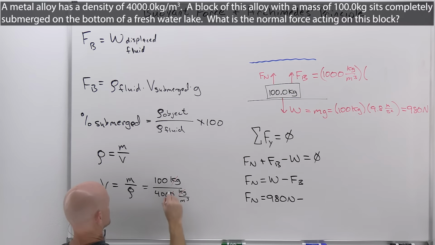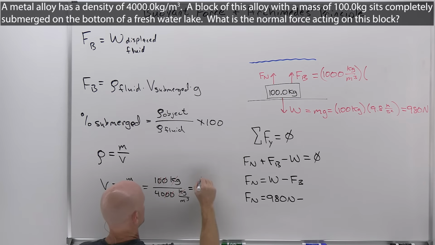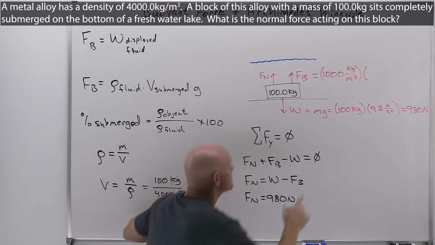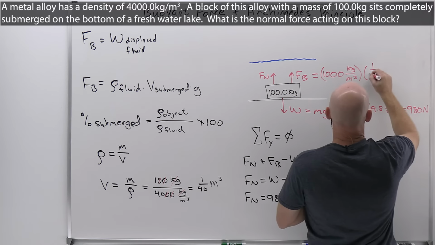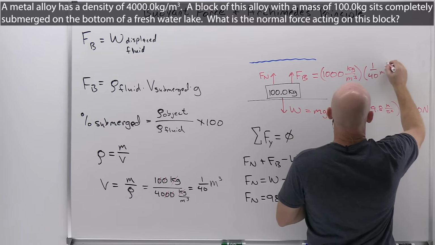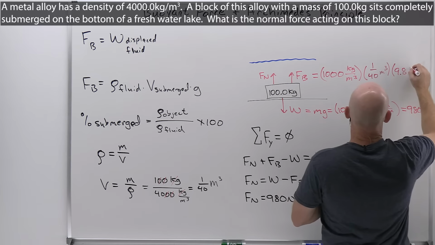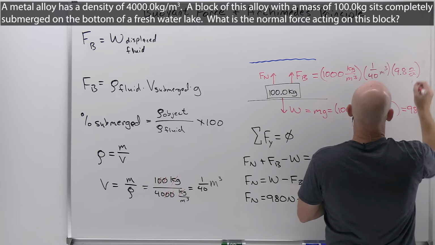I'm just going to cross off a couple of zeros, and I'm going to leave this as a fraction for a second. So it's 1 over 40, which should be 0.025, since 1 over 4 is 0.25. But I'm going to leave this as 1 over 40 meters cubed, and we'll substitute that right back in here for our buoyant force, and then times gravity of 9.8 meters per second squared.